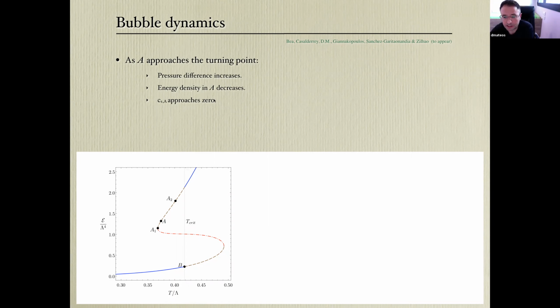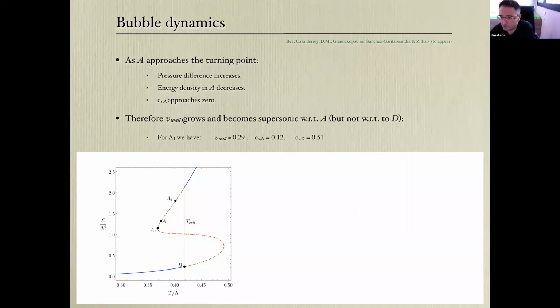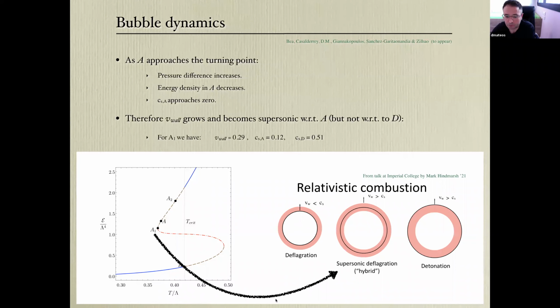Okay, so what this is doing is to increase the wall velocity. And moreover, it guarantees that it will become supersonic with respect to the speed of sound at A, because the speed of sound at A is going to 0 at this point. So in this case, what you get is a supersonic deflagration because even though the speed of the wall here, 0.29, is bigger than the speed of sound in A, which is right ahead of the wall, sorry, the speed of sound asymptotically ahead of the wall, in the region D, in between the wall and A, the speed of sound is still bigger than the speed of the wall. Okay?